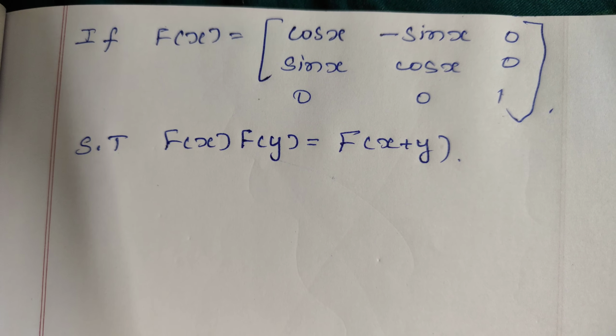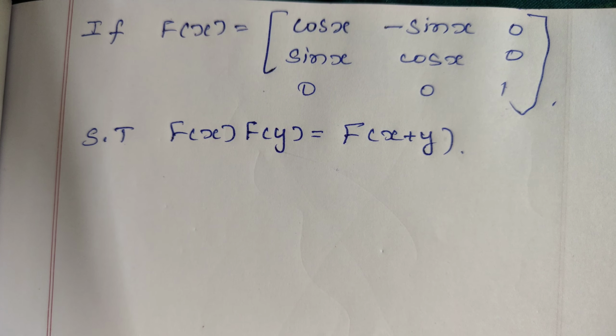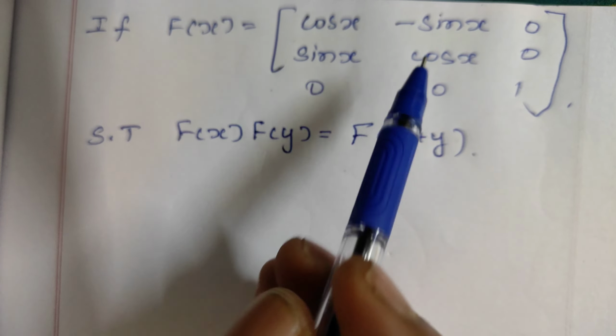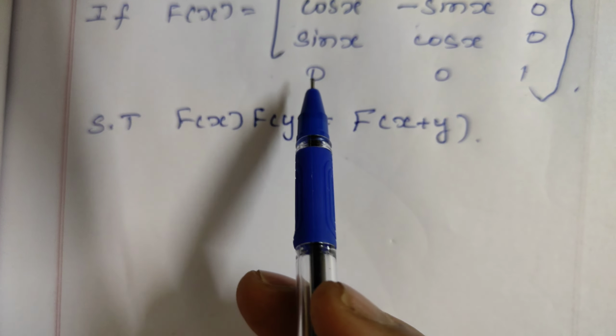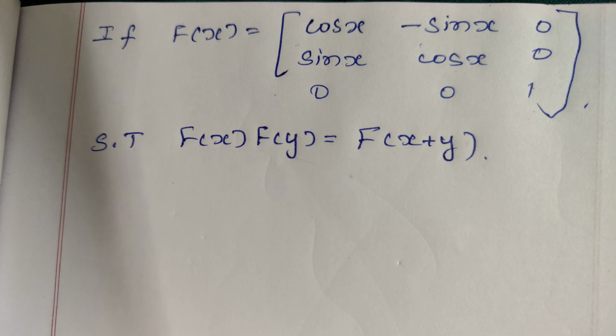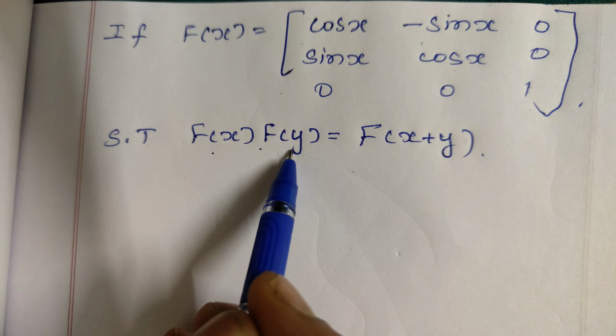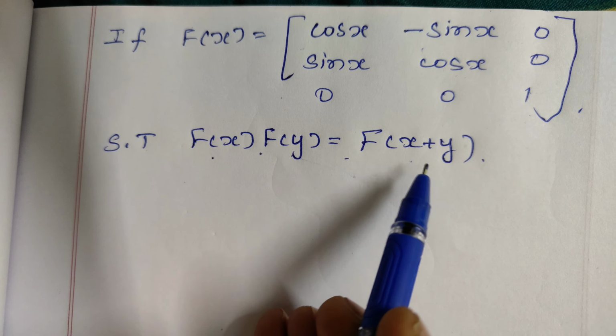The chapter is matrices. Here, if f of x equals the matrix with rows cos x, minus sin x, 0; sin x, cos x, 0; 0, 0, 1, then show that f of x into f of y equals f of x plus y.